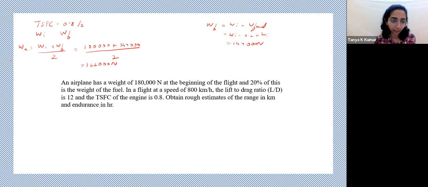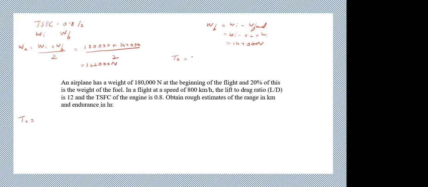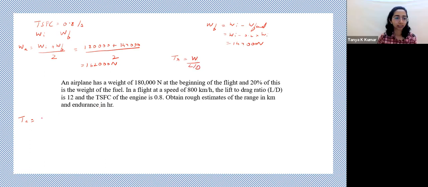Next, with this, we find out the average thrust required. What was the thrust required equation? W upon L by D. Correct. So I'll just write the average weight here: weight average over L by D. So your average weight is 162,000. L by D is given in the question as 12. So what is this average thrust?